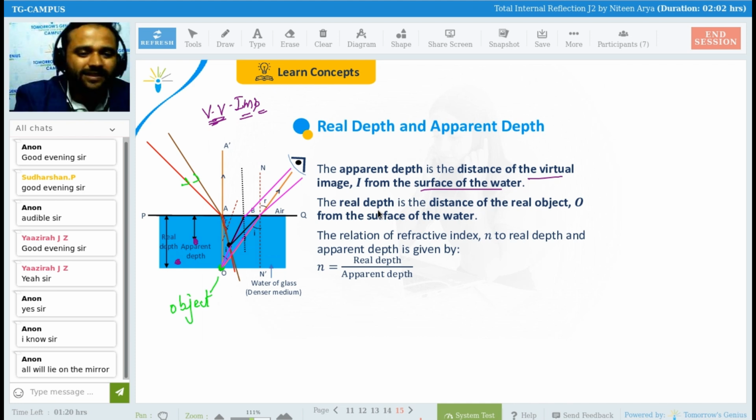Because this particular observer thinks the object is here instead of this particular position, from A to B, and there is a difference in height that is known as apparent height. Clear, everyone? You can do this small activity: take a small coin and put it in a bucket. When you try to pick that coin by hand, from the air the height of the water and the coin seems to be just till here. But the moment you catch the coin, your whole hand goes into the bucket. That is a natural optical illusion.